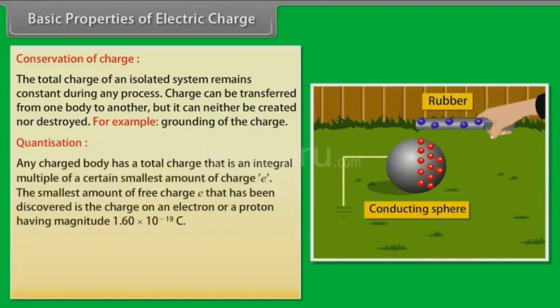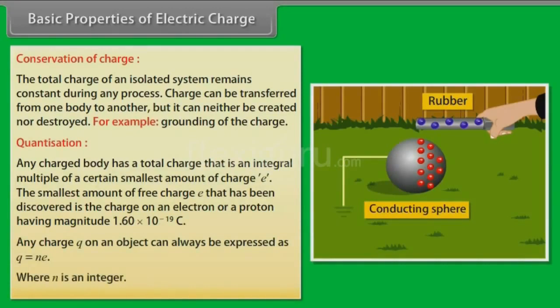Quantization: any charged body has a total charge that is an integral multiple of a certain smallest amount of charge e. The smallest amount of free charge that has been discovered is the charge on an electron or a proton, having magnitude 1.60 × 10^-19 coulomb. Any charge Q on an object can always be expressed as Q = ne, where n is an integer.